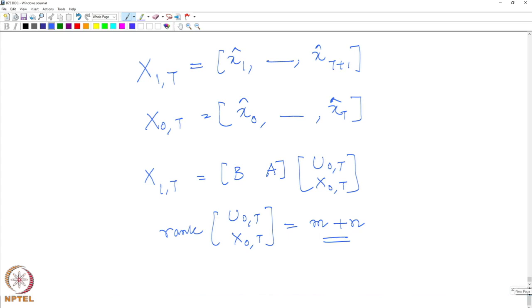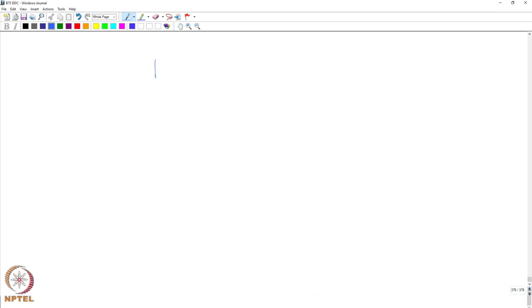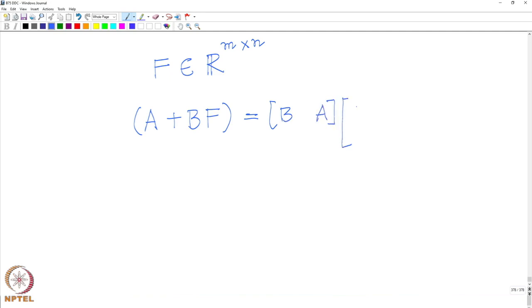How do you get the closed loop description? If I design a feedback matrix F, that feedback matrix has size m cross n. Notice that the closed loop system matrix A + BF is in fact equal to [B A] multiplying [F; I], right. That is how you get A + BF. Now, what is the size of this identity? This identity is of size n.